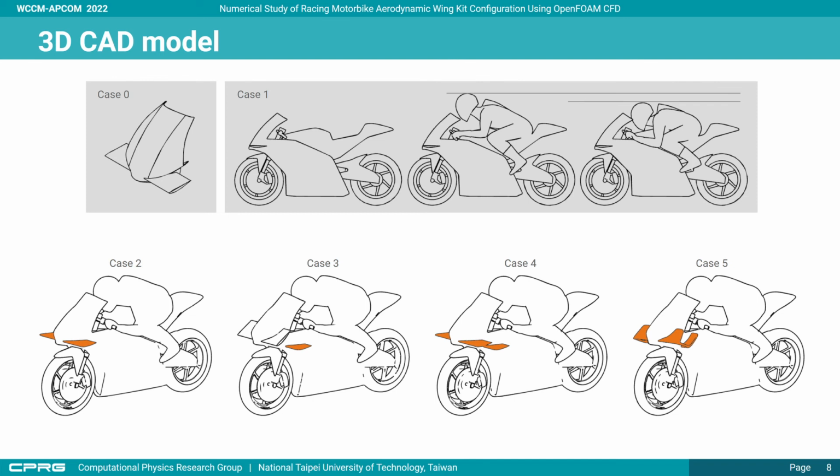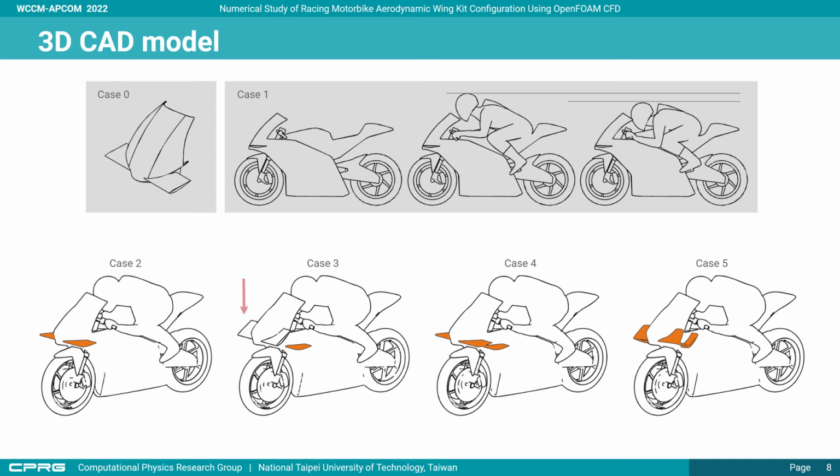There are several 3D CAD models we've put into the computational domain. Case 0 is a partial fairing for a grid-independent study. Case 1, we use a racing motorbike as the benchmark. Compared to riding positions, choose the one with a lower drag in the rest studies. In case 2, we tested a single wing. The highest absolute value of lift-to-drag ratio occurs at -37 degrees.